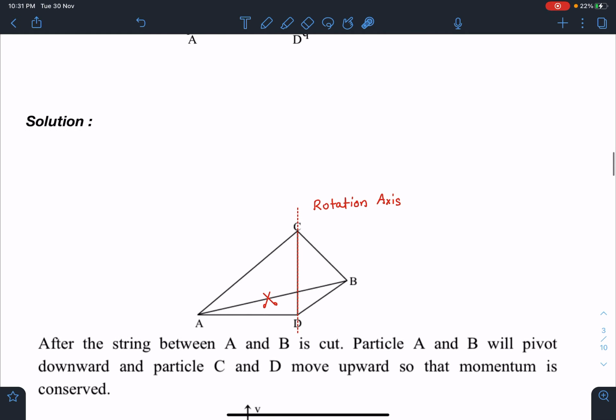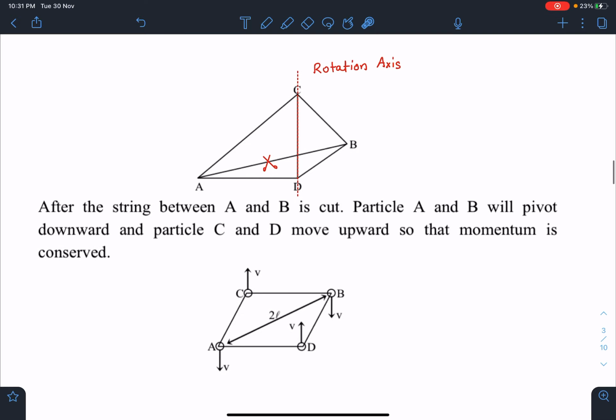So here you can see, as we cut this thread, this thread will disappear here, and the system will start rotating about this axis. So you have to imagine like this CD line will go inside, and these charges will start coming this side out of the plane, and you can see the maximum speed will come when the entire system will be in one plane. So this is what I have written here.